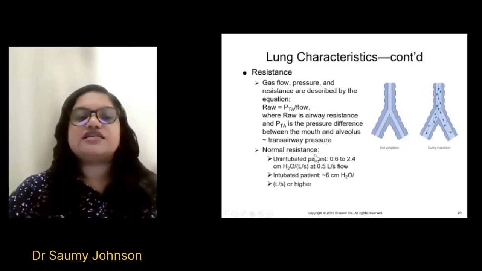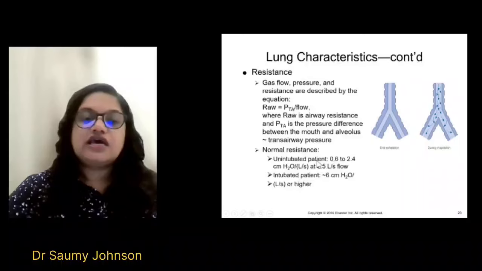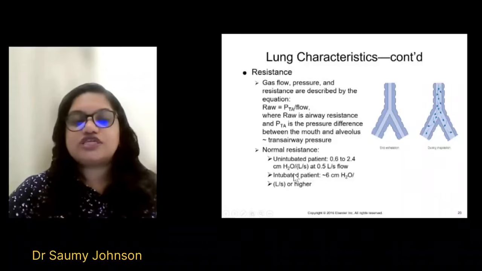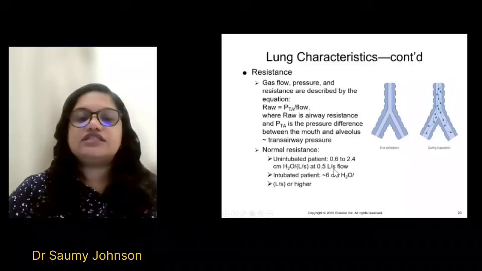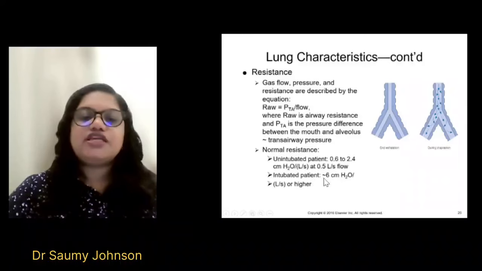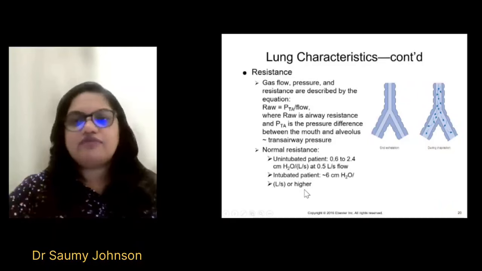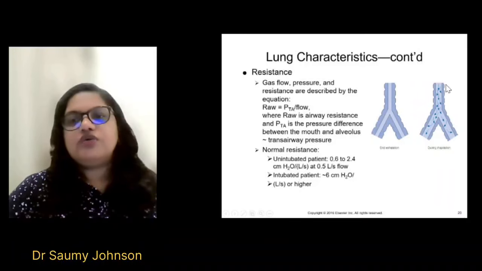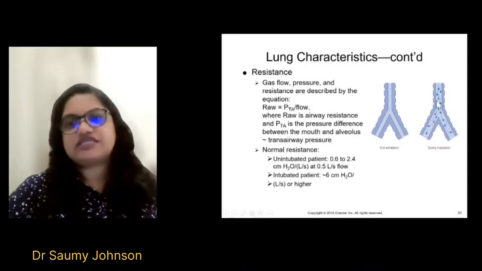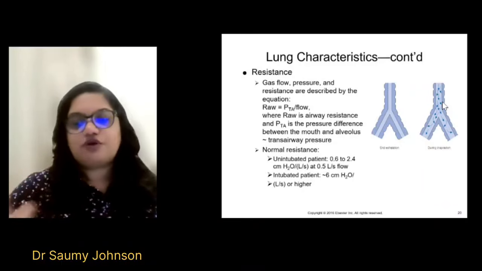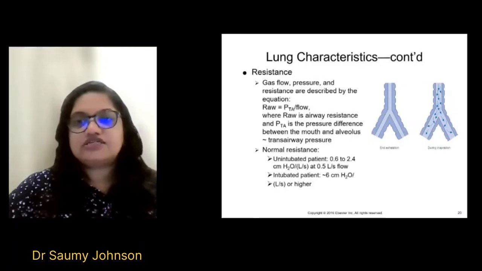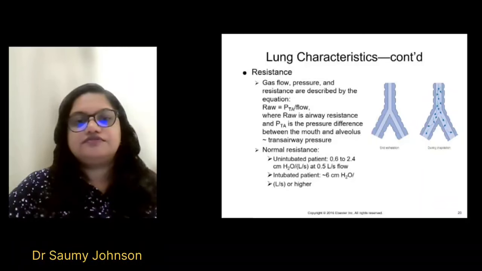So the normal resistance in unintubated patients is 0.6 to 2.4 centimeters of water per liter per second at 0.5 liters per second flow. And in intubated patients, it is similar to 6 centimeters of water per liter per second, or it can be higher. So during the inspiration, there can be airway resistance, because there can be different kinds of flows, such as laminar flow, transitional flow, etc.